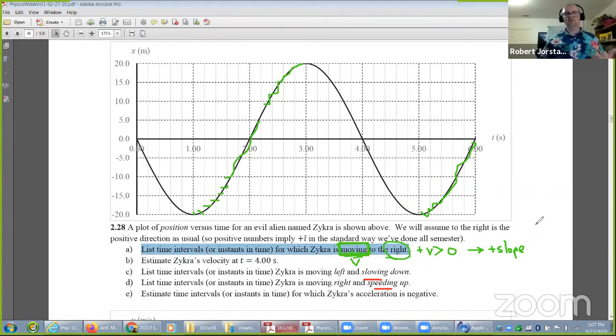So those are two different ways. You could literally say, look, the number is getting bigger, it must be moving to the right. It's going from a negative number to a positive number. It went to the right. Or you could say it's got a positive slope. Those are kind of the two ways you might think about it. Great.